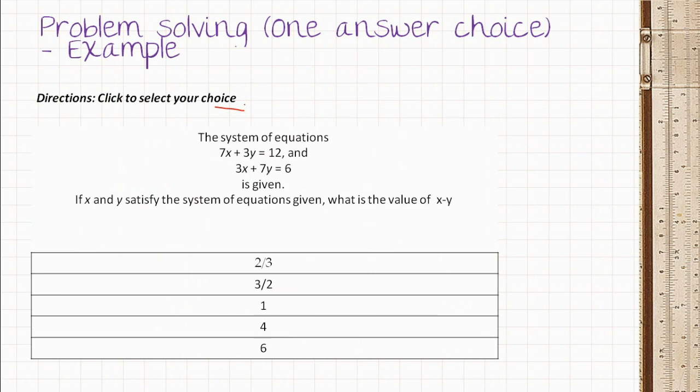And the question here is, the system of equations, equation number 1 and equation number 2, is given. If x and y satisfy the system of equations given, what is the value of x minus y? It's quite clear in this question that we just have to find x minus y. So it's a simple thing.